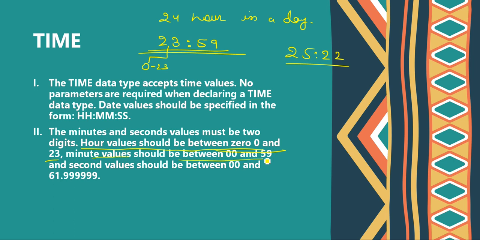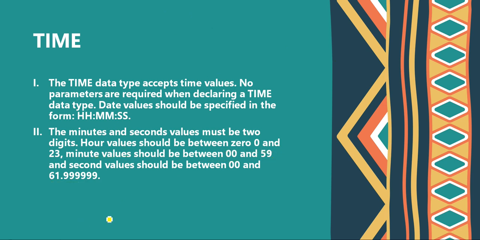Minute value should be 0 to 59. This value of minute should always be 0 to 59. And the seconds value is up to 0 to 61.99. So these are the rules which we need to follow while inserting any data in the time format. Why is seconds 61 and not 59? Because it's a rule of SQL, I cannot say anything else. We are going to use one of the tools, and there are obvious rules everywhere. So this is the rule of this one.